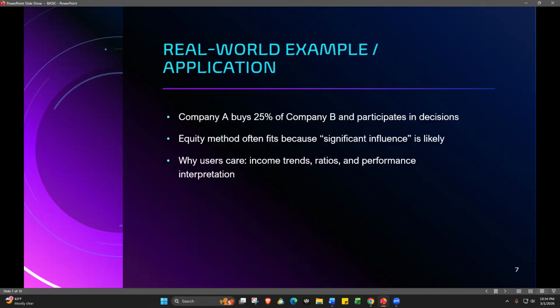So the decision question is which method best reflects the investor's relationship with the investee. PwC emphasizes that the equity method is linked to whether the investor can exercise significant influence. If that influence exists, the equity method often provides more decision-useful information because it reflects the investor's ongoing economic interest in the investee's results.